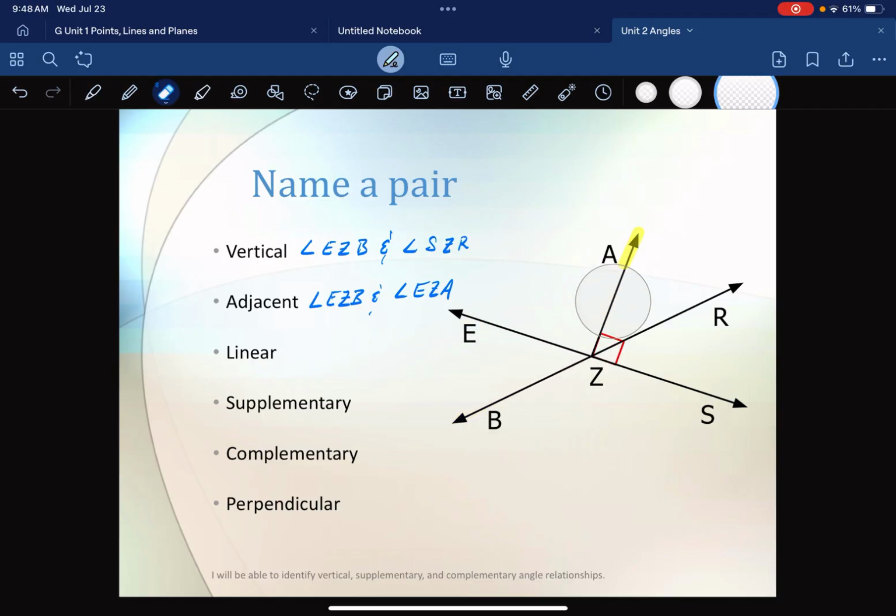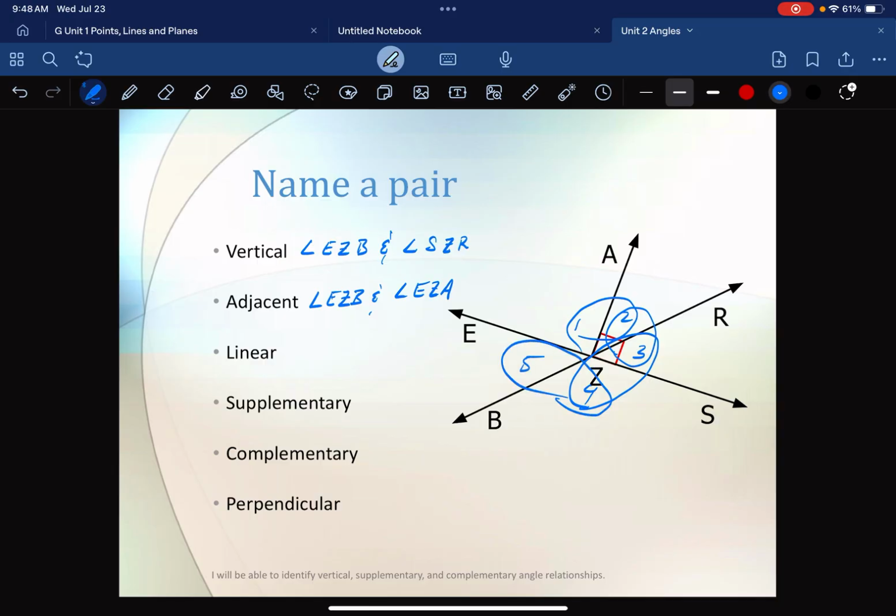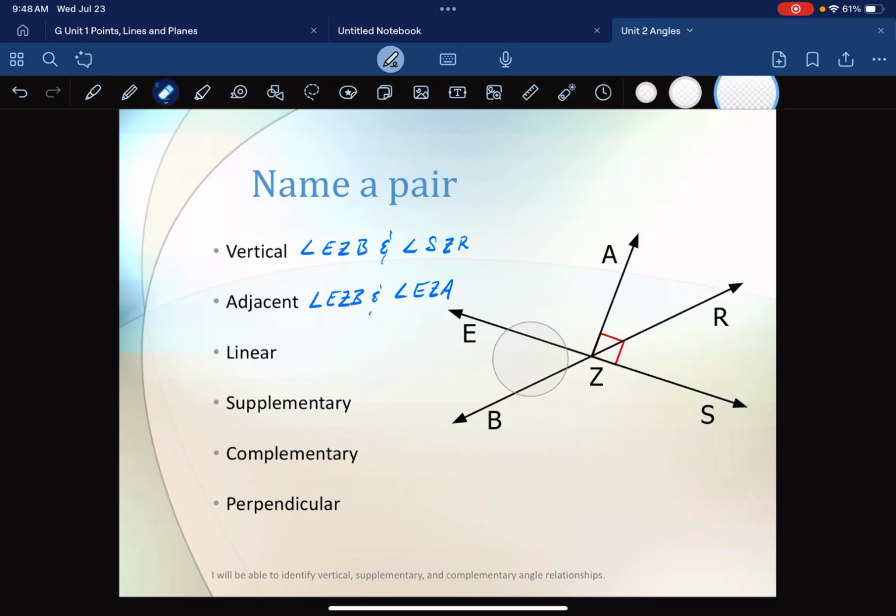There were lots of adjacent pairs in this drawing. We could just do some other adjacent pairs. That pair's adjacent. That pair's adjacent. That pair would be adjacent. 4 and 5 would be adjacent. 5 and 1 are adjacent. So if you just pick out any 2 as you move clockwise or counterclockwise, you're going to get a pair of adjacent angles there.